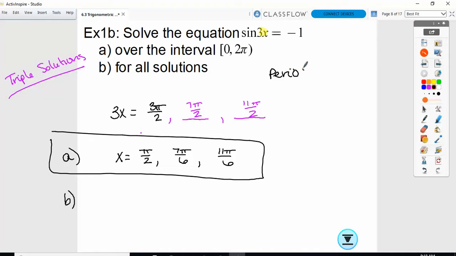So what is the period on this graph? Is it normal period 2 pi divided by the number in front of x? So I could take my first answer, pi over 2, plus 2 pi over 3k. Now, you could certainly write that for all 3 of them, but do me a favor real quick. What's pi over 2 plus 2 pi over 3? So 1/2 plus 2/3.